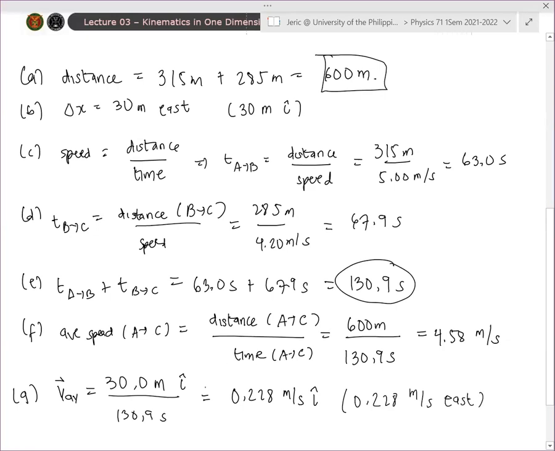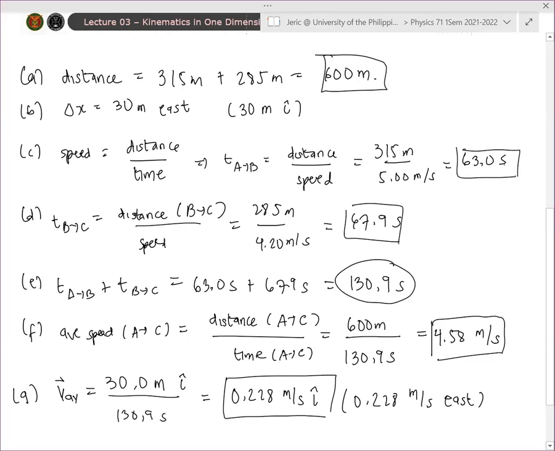Nakuha to mga items ito? Nakuha? Yan. So yes, these are the answers to this quiz. Okay? May tanong ba rito? Wala? Wala po, sir. Okay. Wala. Okay.